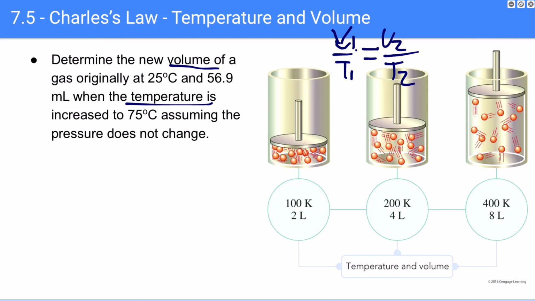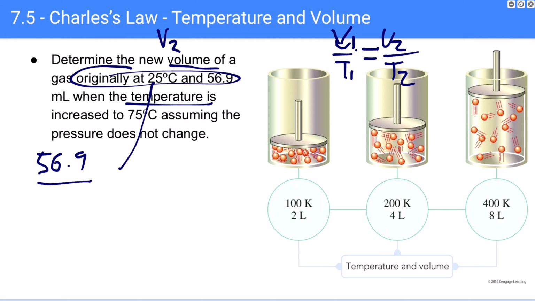But regardless, we're trying to determine the new volume. So we're trying to determine V2. We have a gas originally with these variables. So we start off with 56.9 milliliters. Remember that temperature does need to be in Kelvin, so we want to add 273 to that. So my initial temperature is going to be 298. Equals my second volume, which is unknown, and then my new temperature, which is 273 plus 75, which is 348.